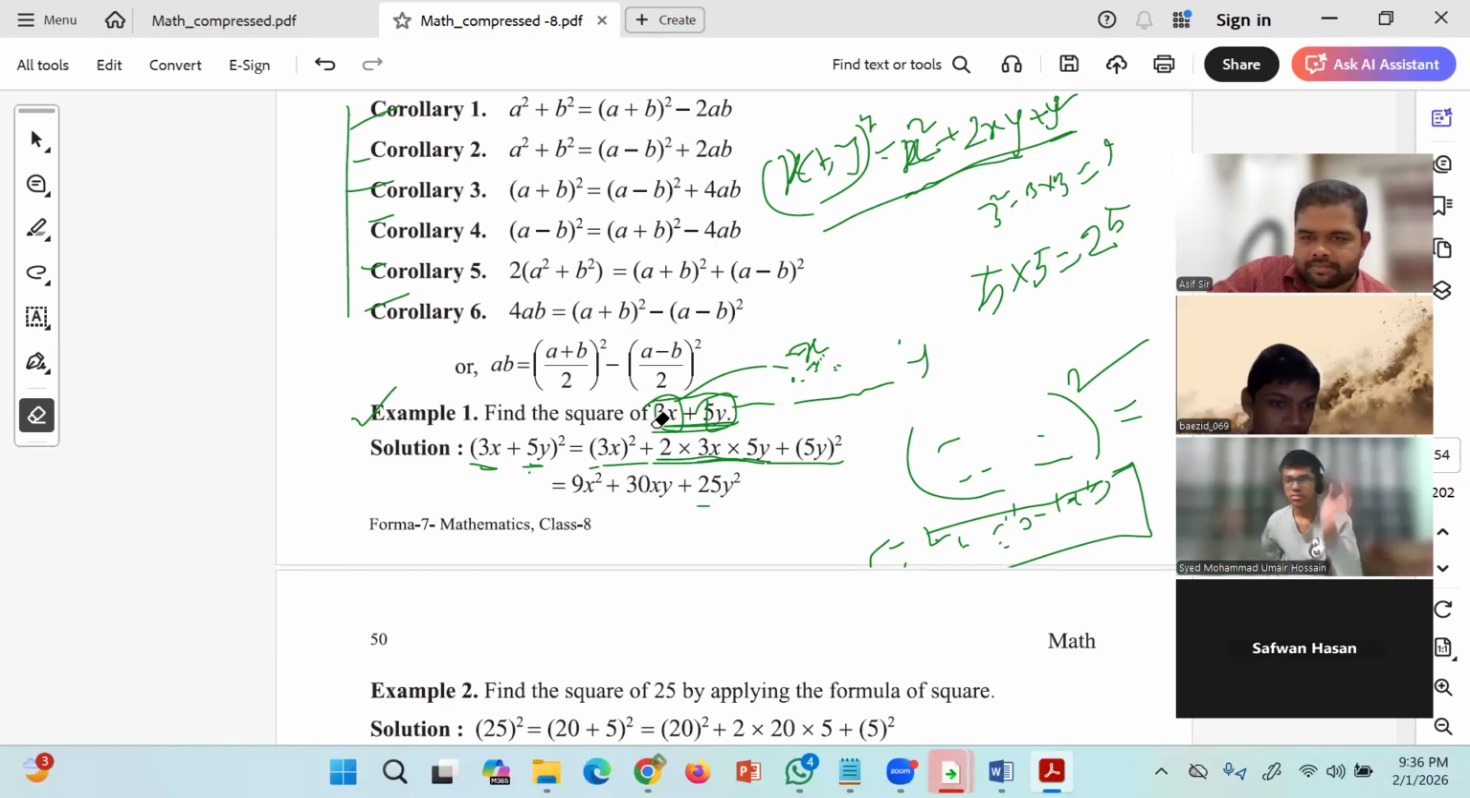So in this example, if anyone has any question, please ask me, because now I will move to a mathematical problem similar to this.